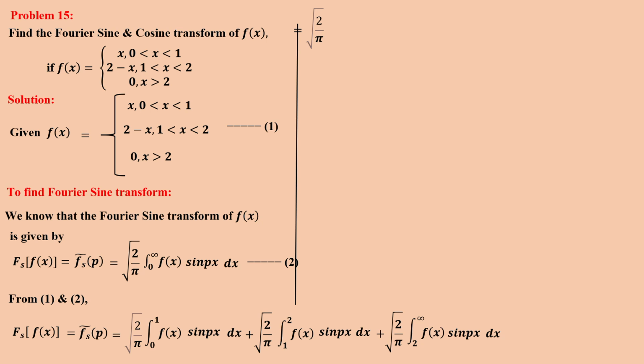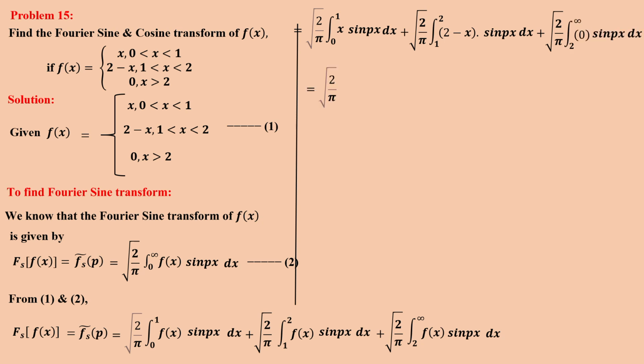divided by pi integral 0 to 1 x sine px dx plus root 2 divided by pi integral 1 to 2 of 2 minus x sine px dx plus root 2 divided by pi integral 2 to infinite 0 sine px dx, which is equal to root 2 divided by pi integral 0 to 1 x sine px dx plus root 2 divided by pi integral 1 to 2 of 2 minus x sine px dx. Last one is 0.